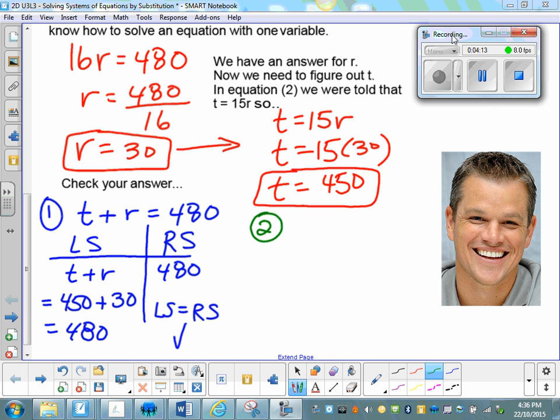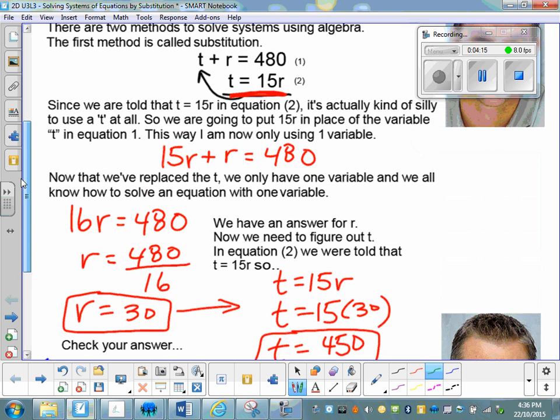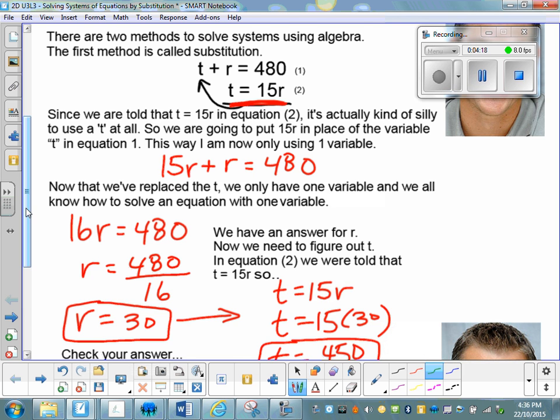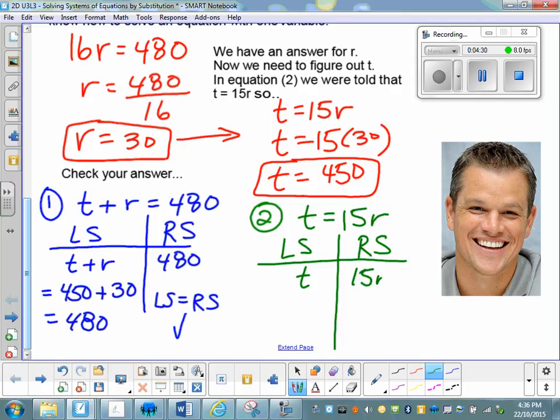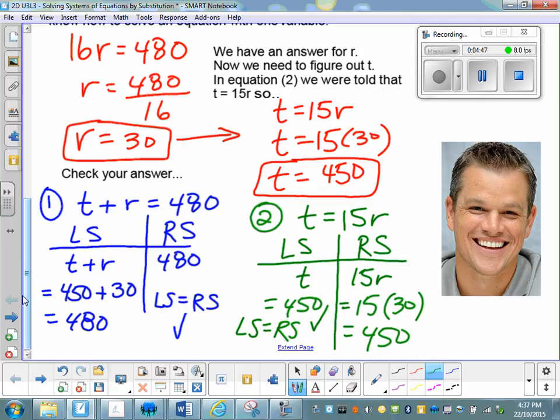I need to check it in both equations. So the other equation in the beginning was t equals 15r. Left side and right side. T and 15r. So t is equal to 450. Replace the r with the 30. And 15 times 30 is 450. So just as I expected, that point works in both equations. You won't always have to do that check, but it's nice to know that you can make that check.